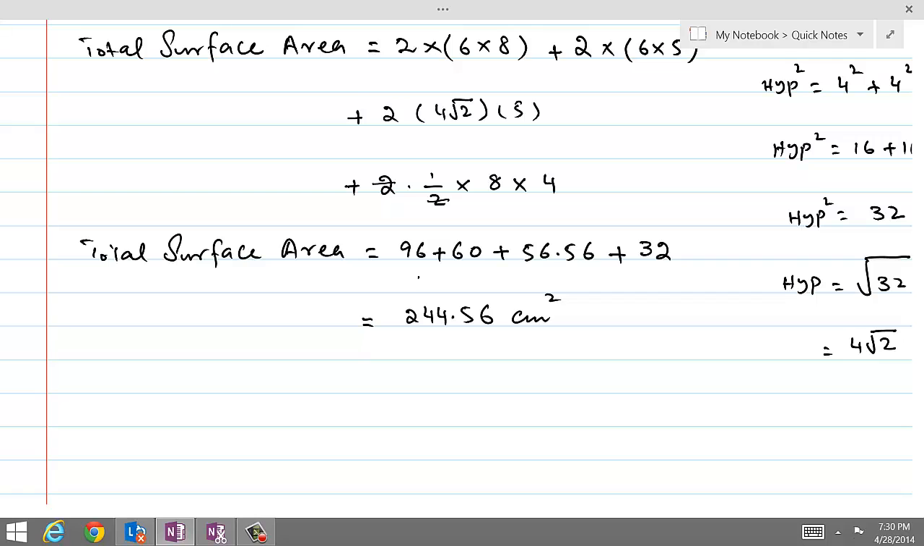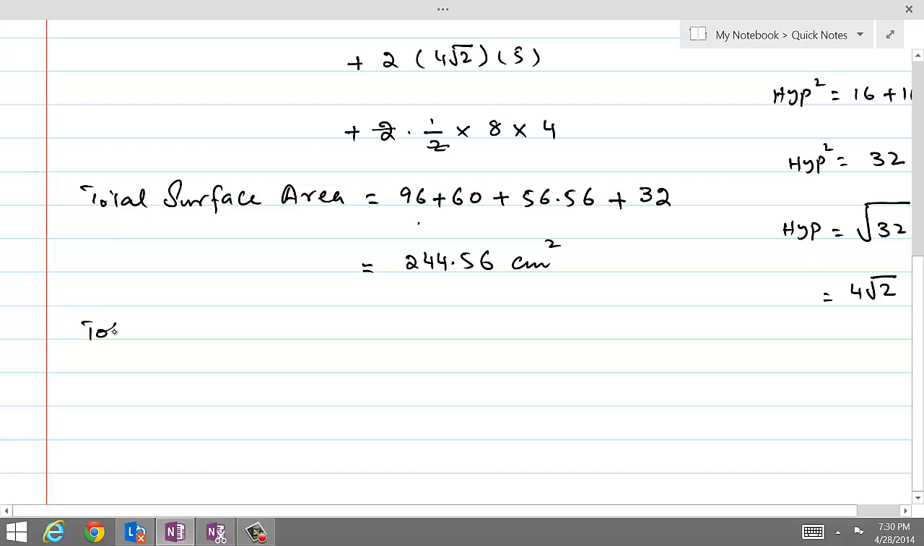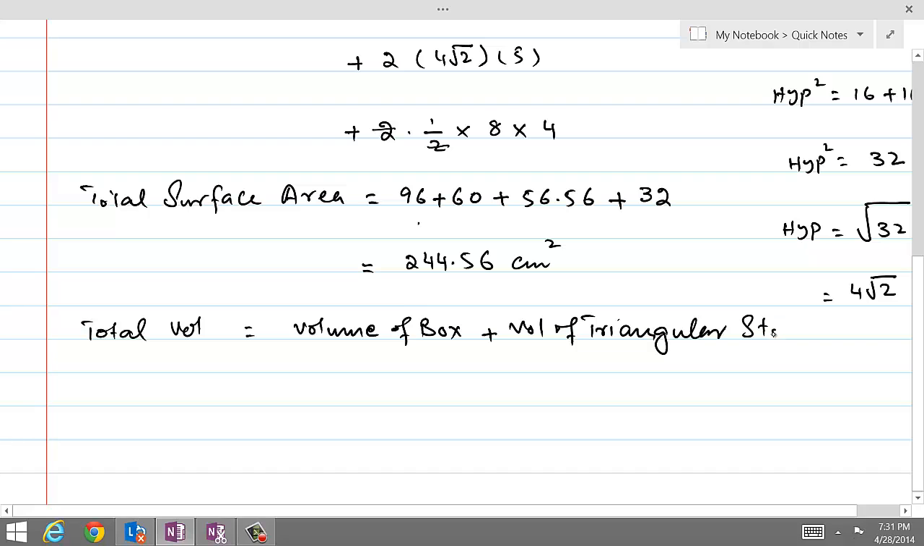volume of the box and volume of the top. So the total volume is equal to volume of the box, plus volume of the triangular structure on top.